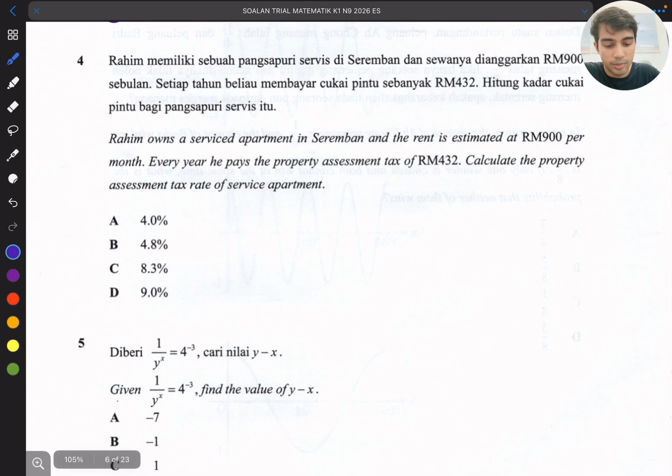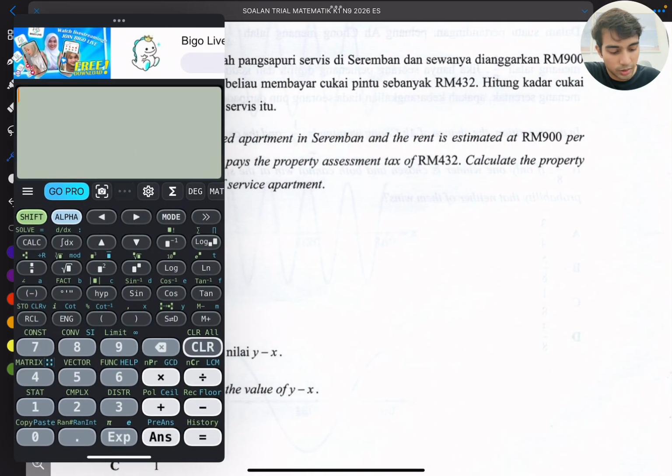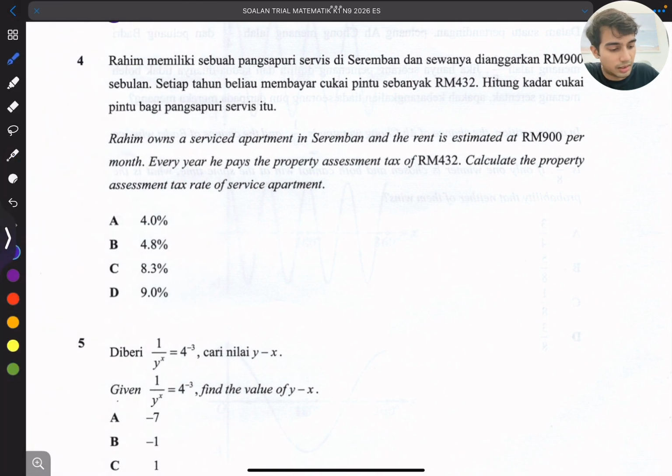Four. Rahim owns a serviced apartment in Seremban and the rent is estimated to be 900 per month. If every year he pays a property assessment tax of this much, calculate the property assessment tax rate. Okay, so yearly he pays a tax of this much. So let's calculate how much he pays monthly. So 432 per year, we divide it by 12 months. So every month he's paying 36 ringgit.